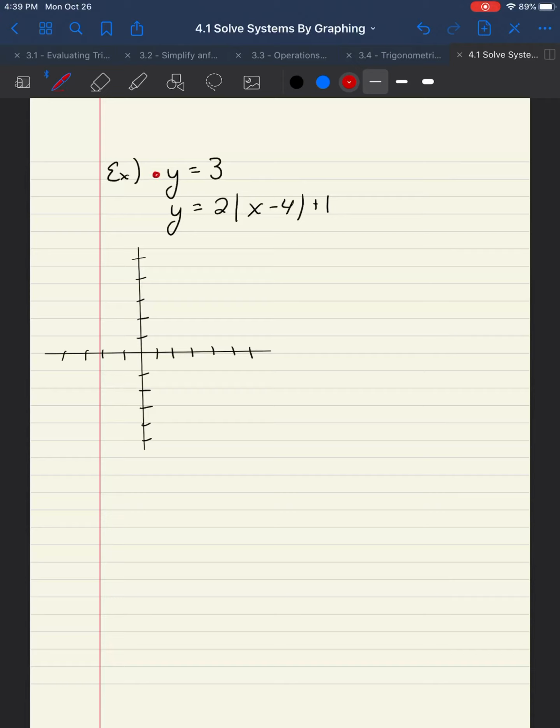Top equation. We'll just do that one in red. Y equals 3. That means I'm going to go to y is 3. And since there's no x in the equation, am I going to touch x? No, that means I'm going to have just a straight horizontal line.